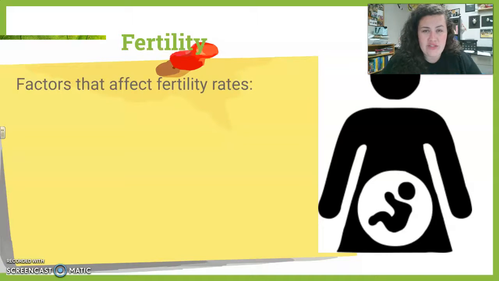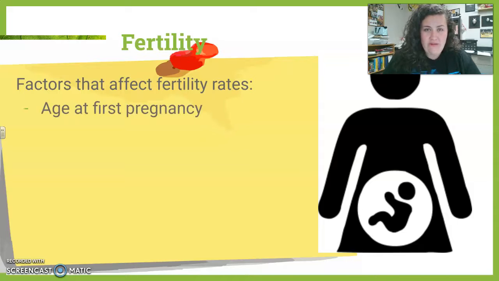There are a lot of different factors that affect fertility rates. We tend to focus very heavily on the U.S. and are very U.S.-centric, but we have to realize that we're talking about global fertility here as well. There are lots of things that can affect how many children a woman will have throughout her childbearing years, the first of which is the age at which she first gets pregnant. Typically the earlier you get pregnant in your life, the more babies you will have.